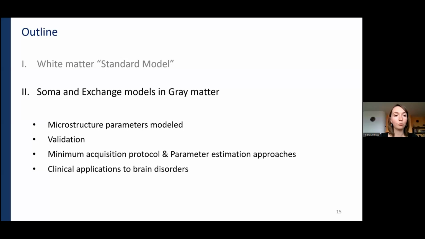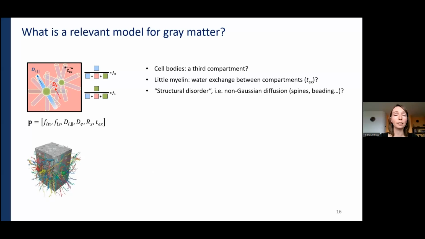So it's going to take some time for it to really distill and become fully well understood and reliable, but we've really made, I think, significant progress. So of course, we're looking now at a different tissue, so we have to draw a new picture. So what is a relevant model for gray matter?